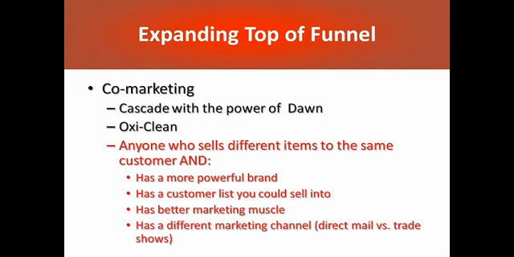I sell computers. Well, I want people to sell printers. They sell paper. They sell office supplies. They sell chairs. They sell floor cleaning. They sell janitorial services. They sell prepaid legal plans. I don't care. Anybody that sells different stuff to the same people and, number one, has a more powerful brand. You know, the Power of Dawn has a more powerful brand than Jim's Floor Cleaner. So we want to leverage the Power of Dawn because it's a more powerful brand. Or they have a customer list that we could sell into.